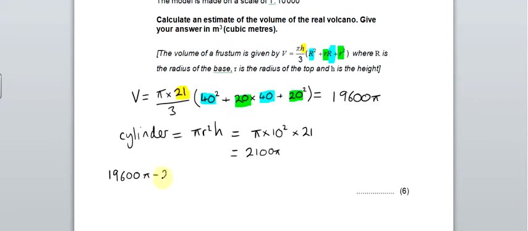Now, the volume of the model of the volcano is the volume of the frustum minus the volume of the big hole down the middle of the frustum, which is going to give us 19600 minus 2100, so 17500 pi, and that is the volume of the model.